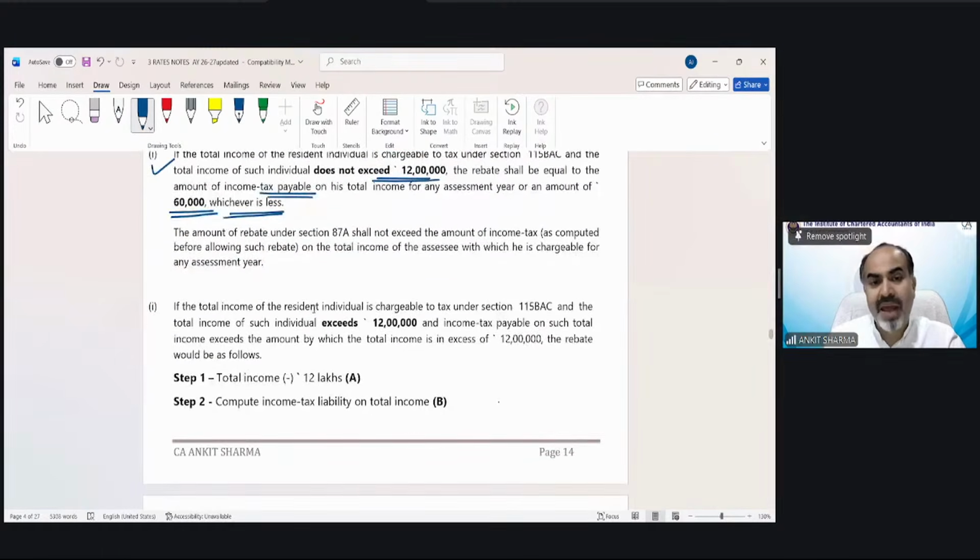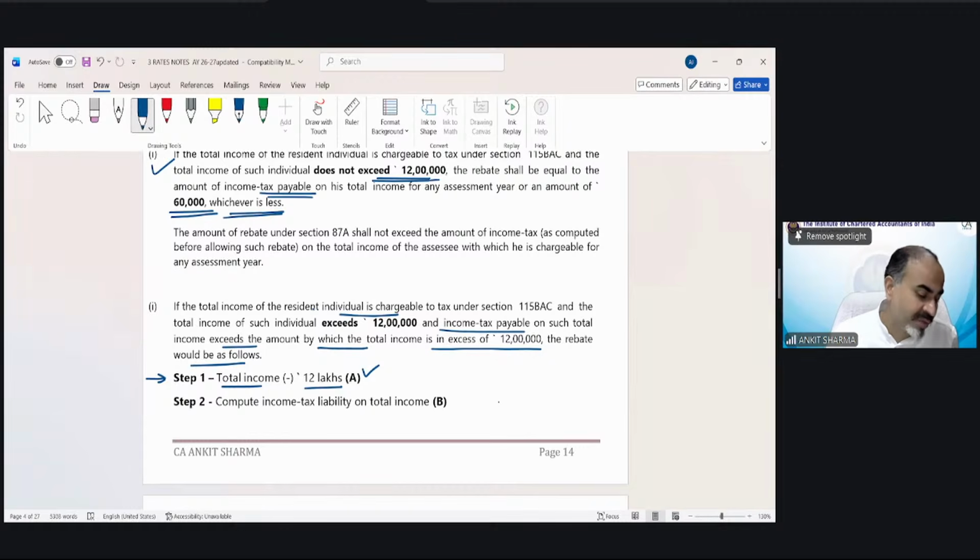Now suppose income exceeds 12 lakh rupees, then still you can have the rebate, but you have to calculate it with the help of a formula. And if the condition is satisfied, then you can claim the rebate. Now read these steps. It says if the income tax payable on such total income exceeds the amount by which the income is in excess of 12 lakh, the rebate would be as follows. Step number 1: the total income reduced by 12 lakh rupees. That would be your step number 1 value.